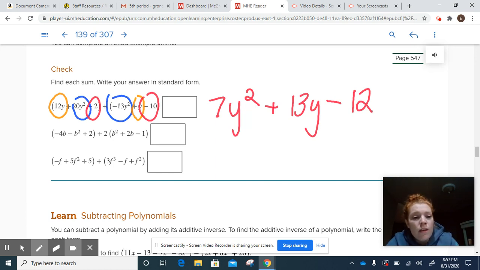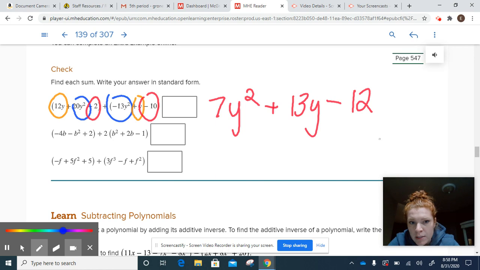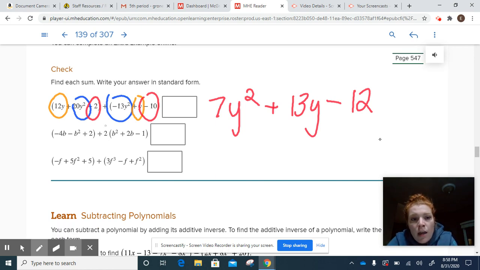Okay, so let's do the next one down. I'm going to do this one without circling it. This one actually has an extra step because there's a number in front of this second part. So you're going to have to use the distributive property to multiply that in. I'm going to write out that second part without any parentheses. So 2 times b squared equals 2b squared. 2 times 2b is 4b. And then 2 times -1 is -2.